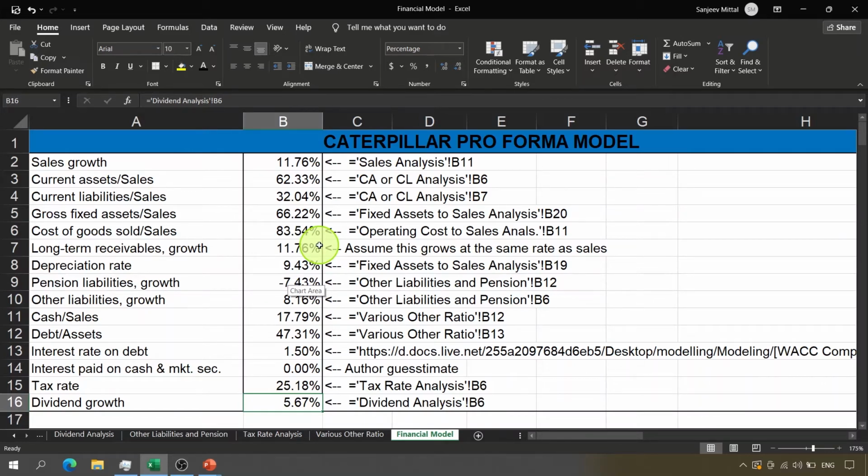And from this particular Proforma model, we shall now project our balance sheet, we shall now project our income statement and then our cash flow statement, and based upon that, we shall value our shares.